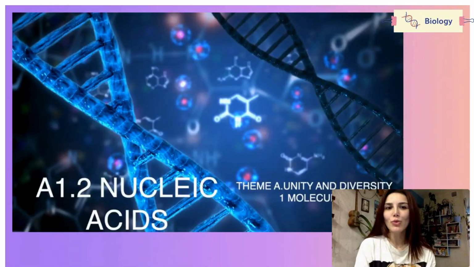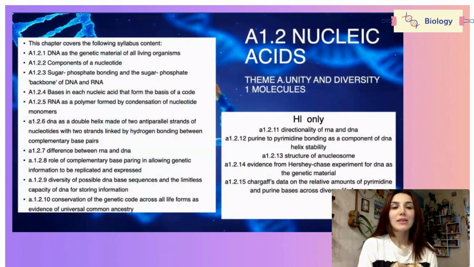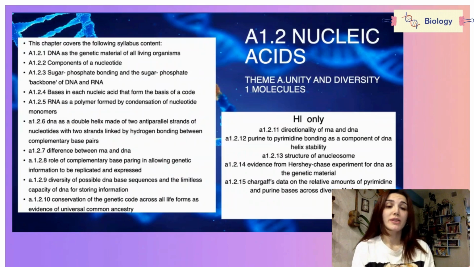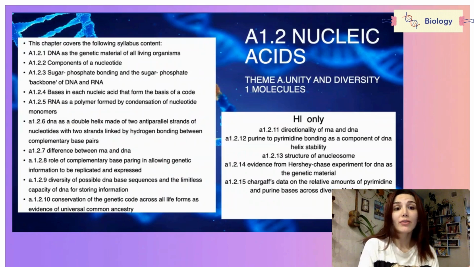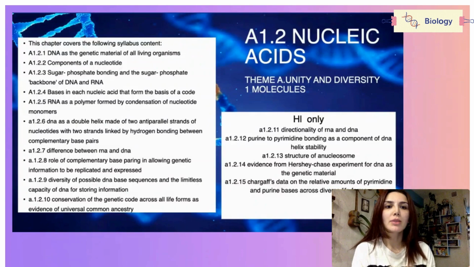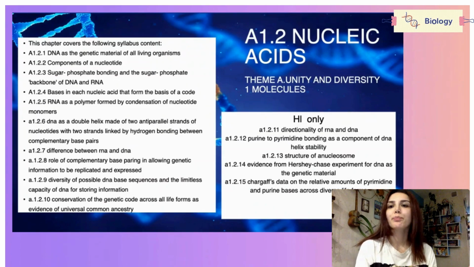Today we're going to learn the second topic of Theme A, Unity and Diversity, from Organization 1 Molecules: Nucleic Acids. Before diving into our lesson, let's see what the learning outcomes are. These learning outcomes are very important depending on your level, either standard level or HL level. You should learn properly because contents vary depending on your level, so look through this content before starting.